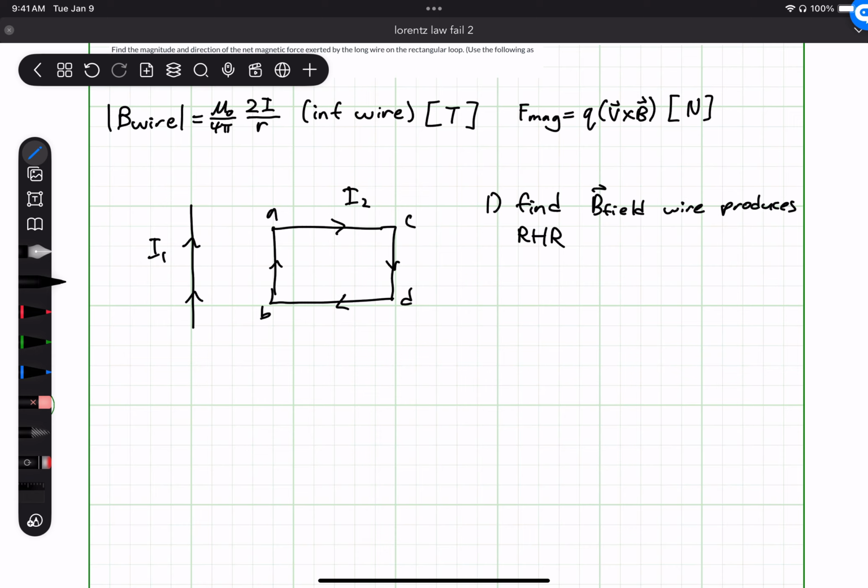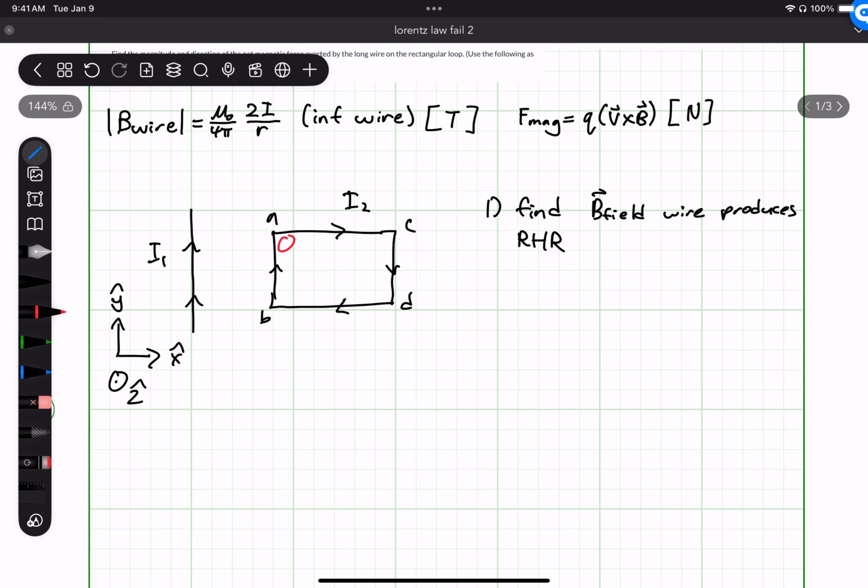And let's notate our coordinate system. So we have this Cartesian coordinate system. We have our x hat in the right direction, our y hat in the up direction. And so in this case, z hat will be coming out of the page. So we know that the B field, I'm going to use red, will be into the page from the wire, in the negative z hat direction.